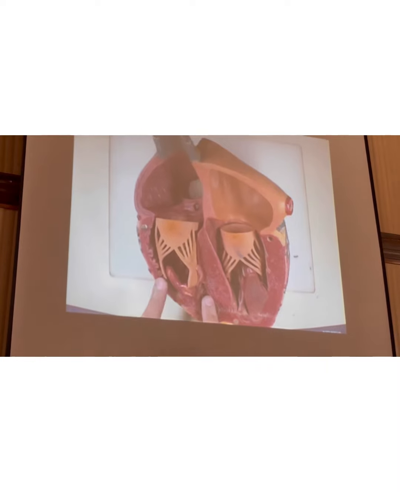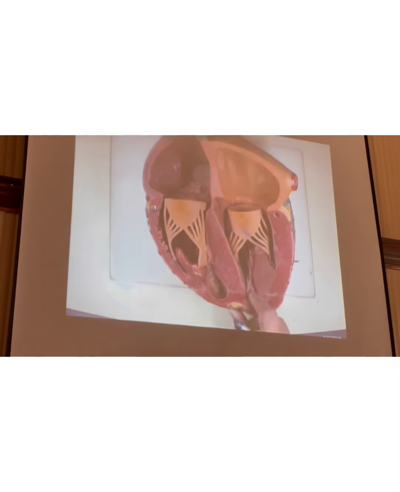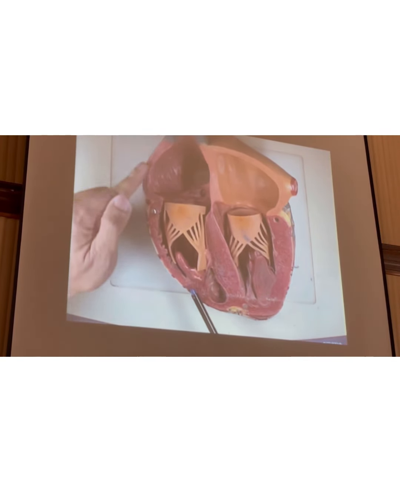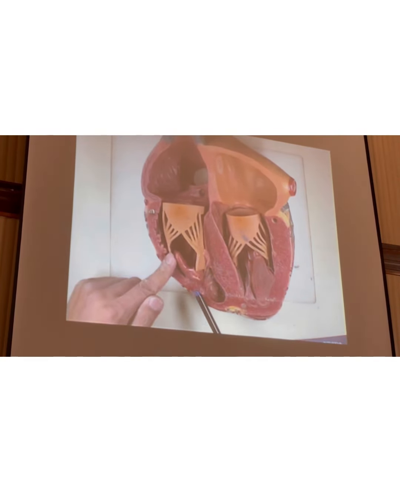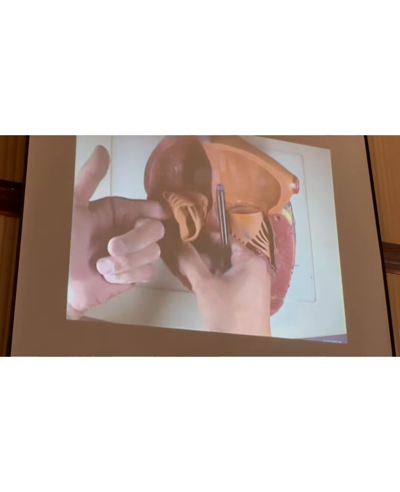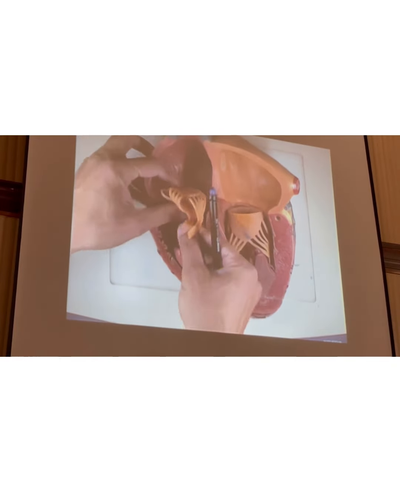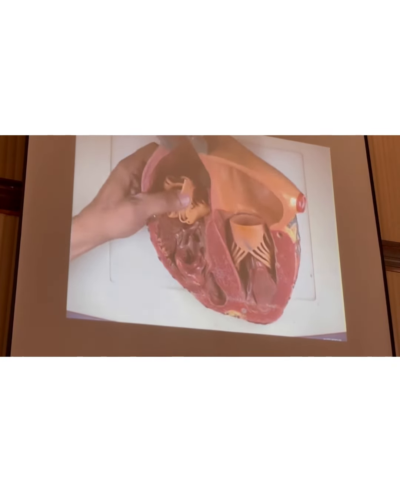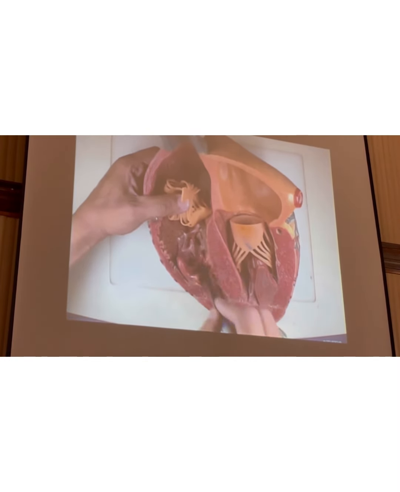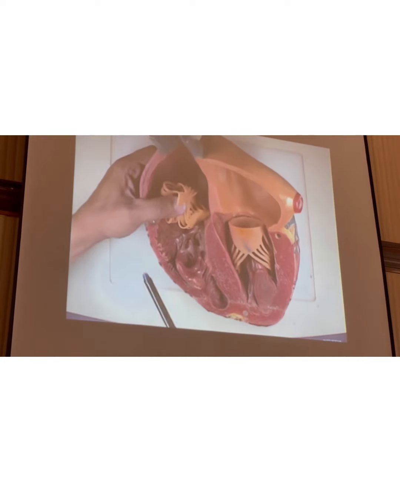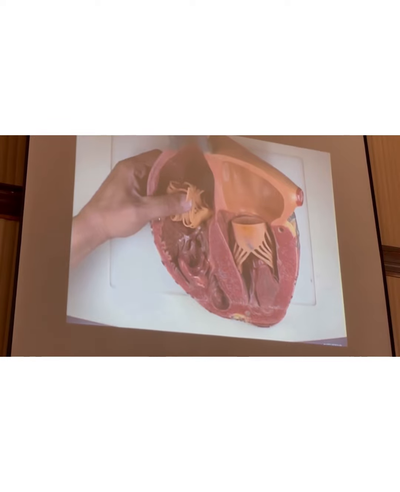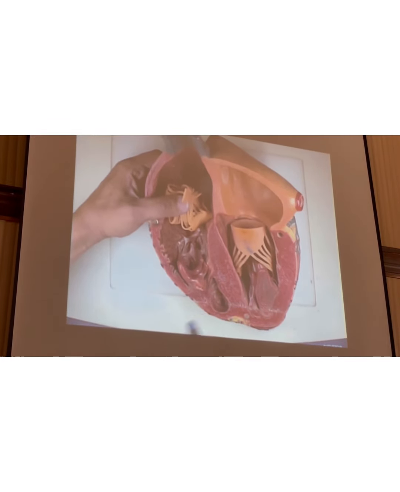About the right ventricle. You can see the wall of the right ventricle is much thicker than the wall of the atrium. Okay? And the wall has roughened muscular ridges called trabeculae carneae.